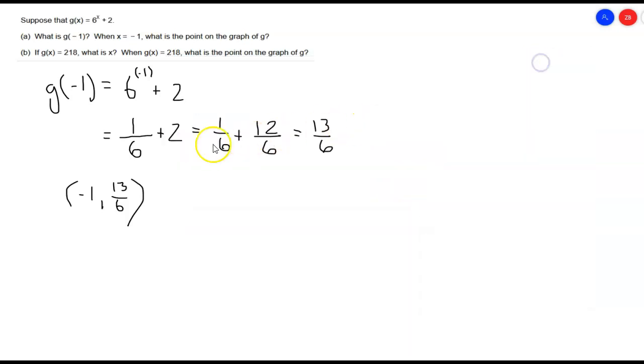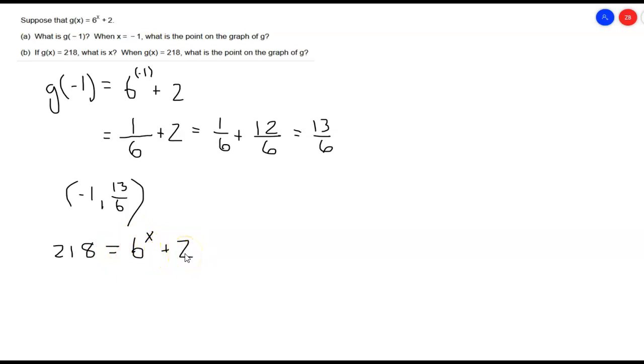All right, B says if g of x, that's our entire function, is equal to 218, so that means we're going to be replacing our y value with 218. What is x? So if g of x is 218, we go up to the original function, and I'm going to replace that whole g of x with 218, and that's going to be equal to 6 raised to the x power plus 2.